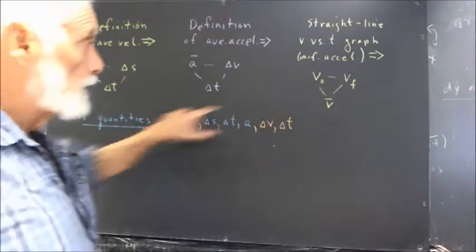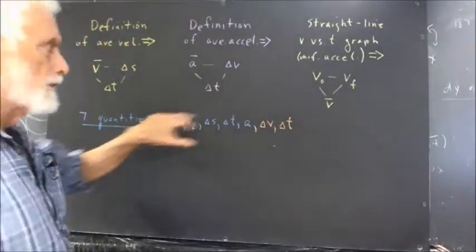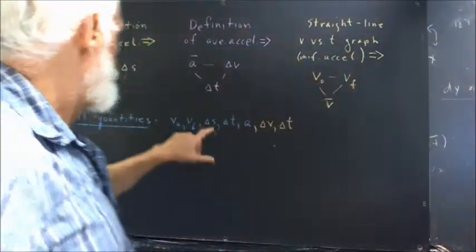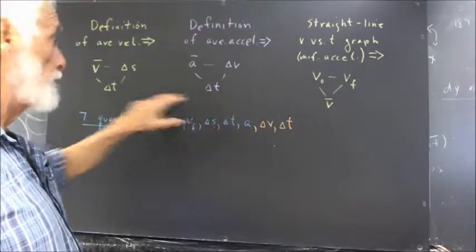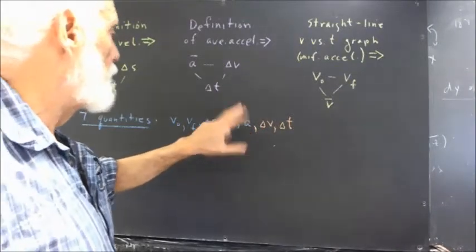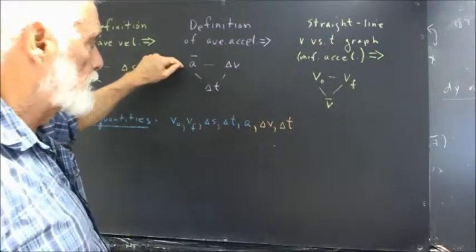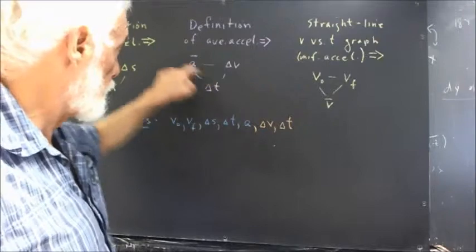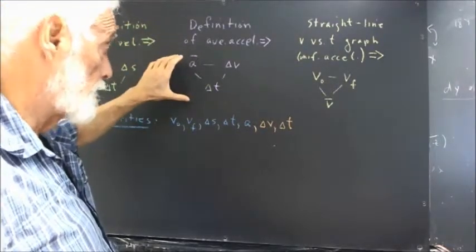The first quantity is v naught, and it doesn't matter in what order these are listed, but I've listed v naught as the first, vf as the second, delta s, which you see here, as the third, delta t, which you see here and here, as the fourth. Acceleration. Now, if we have a straight line v versus t graph, average acceleration is the acceleration. So I don't have a bar over a here. I left it here because that is what comes out of the definition of average acceleration.